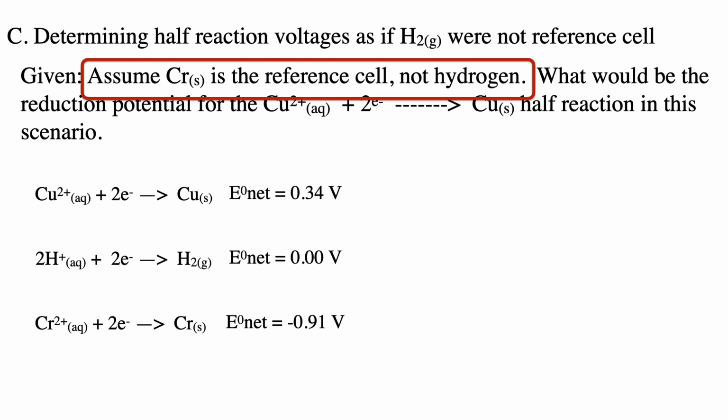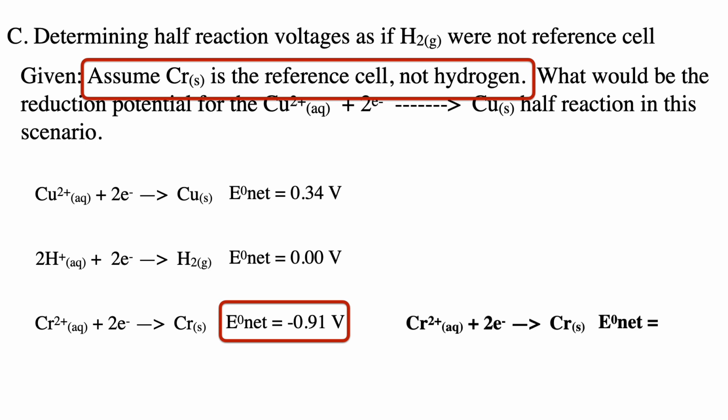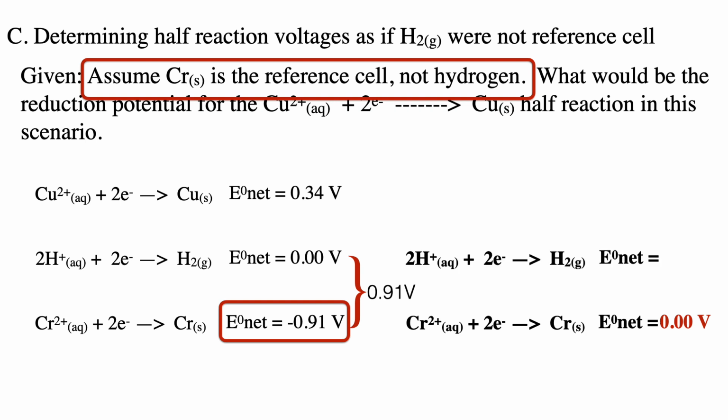Assume chromium is the reference cell, not hydrogen. What would be the reduction potential for copper 2? Here we go. Our chromium cell is now the reference cell. Because it's an arbitrary designation, we're just going to call that 0. The difference between chromium and hydrogen is always 0.91 volts. Remember, everything above 0 is positive. So hydrogen's new voltage would have to be 0.91 volts, because the difference between those two has to be 0.91, and everything above 0 is positive.